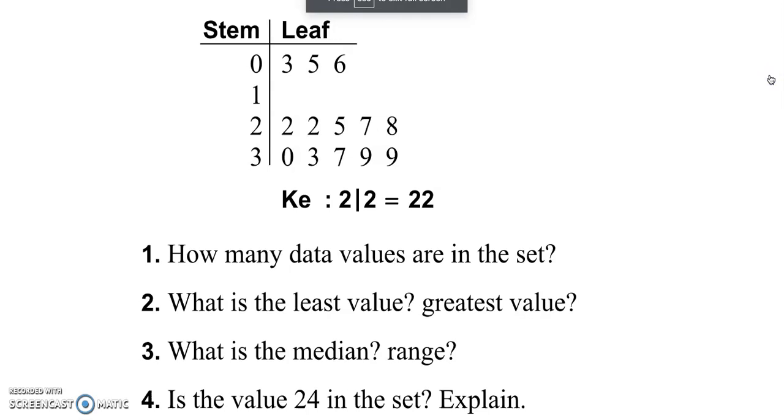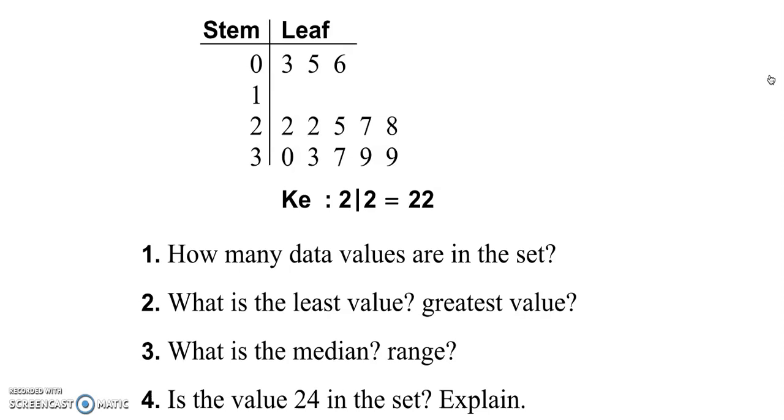Stem and leaf plot. We'll review it real quick. How many data values are in the set? Okay, you can press pause to check. I'll give you the answer in a few. If you said 13, that is correct. What is the least value? If you said 3, that is correct. What is the greatest value? If you said 39, that is correct. If you just said 9, don't forget to add the stem.